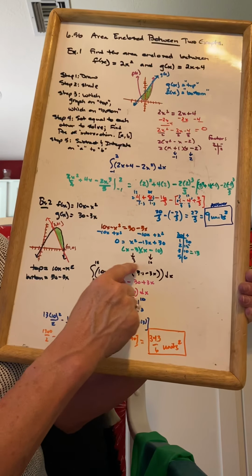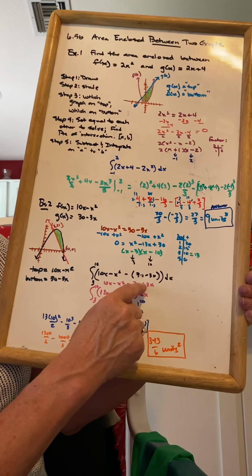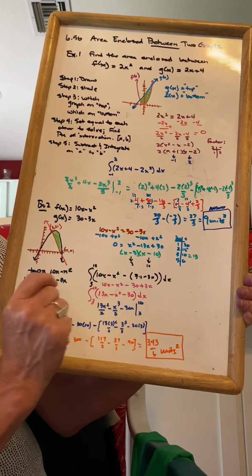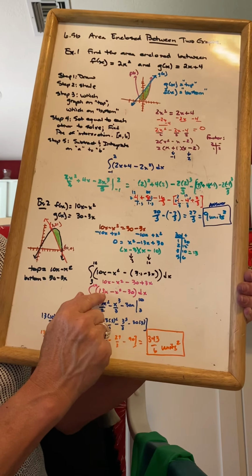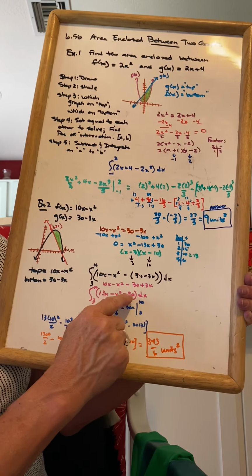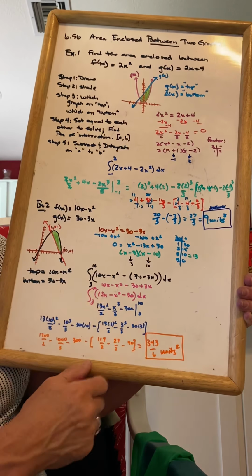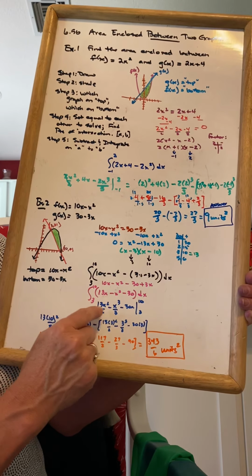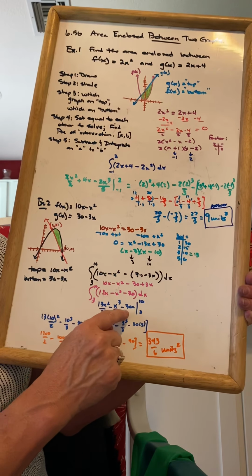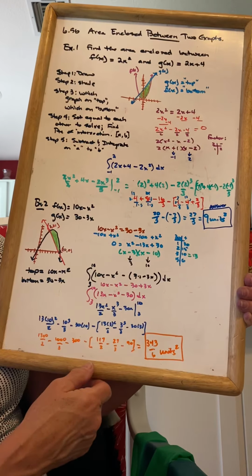So I distribute that negative. I get minus 30 plus 3x, and I see that there's terms that I can combine. So I combine them before I integrate. 13x minus x squared minus 30 dx from 3 to 10. I integrate that. I get 13x squared over 2 minus x cubed over 3 minus 30x from 3 to 10.